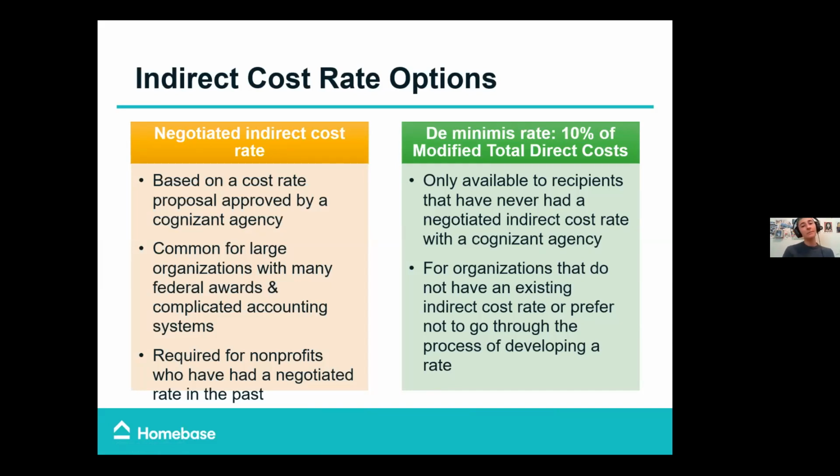Your other option may be a de minimis rate. The de minimis rate is always a 10% rate that's applied to your modified total direct costs.